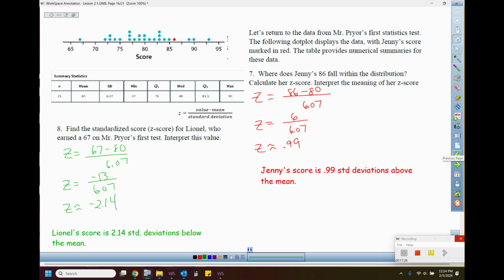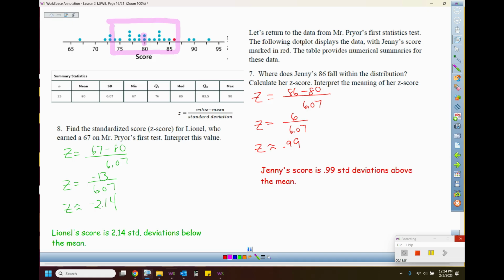I'm just going to use 6 instead of 6.07. Most people scored within 6 of that, right? So like here that is. This is the 80, and most people, if I go all the way down to 74, which is like right here, all the way up to 86, would you believe most of the dots are within 1 standard deviation of the average? But Lionel, he was way down there. This is him. He was way down there. Wasn't he more than 2 standard deviations below the mean in that case?